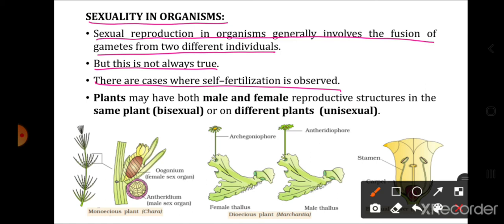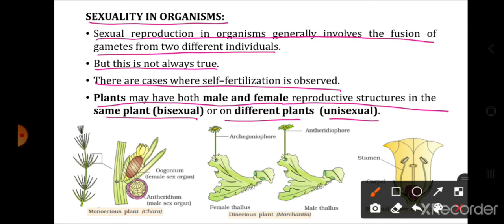In some cases, gamete formation, both male and female gamete, will be produced by only one individual, and in them self-fertilization may be observed. That is, the egg will fuse with the sperm of the same organism, formed in the same body. So self-fertilization is observed. Plants may have both male and female reproductive structures in the same plant, or they may be present on different plants, that is unisexual.